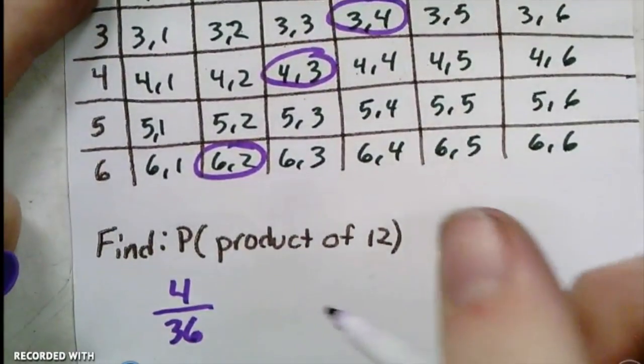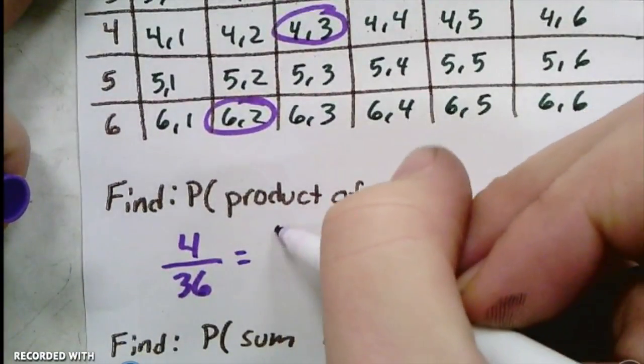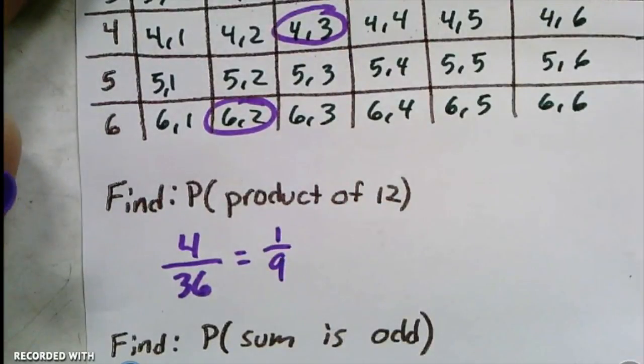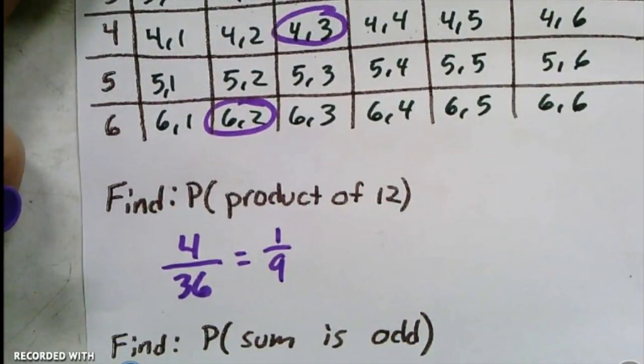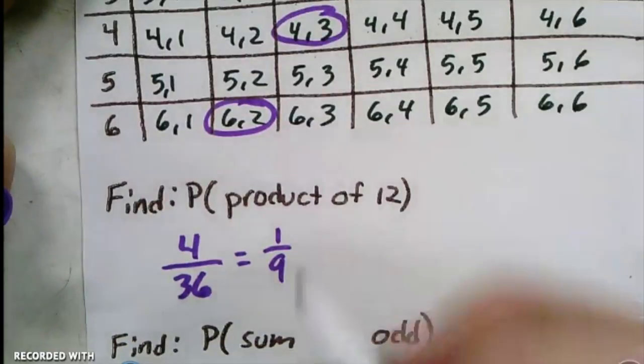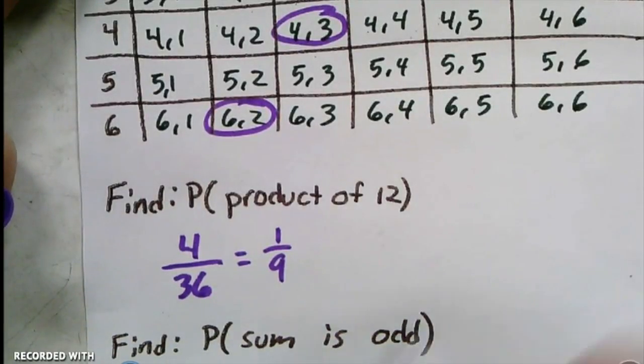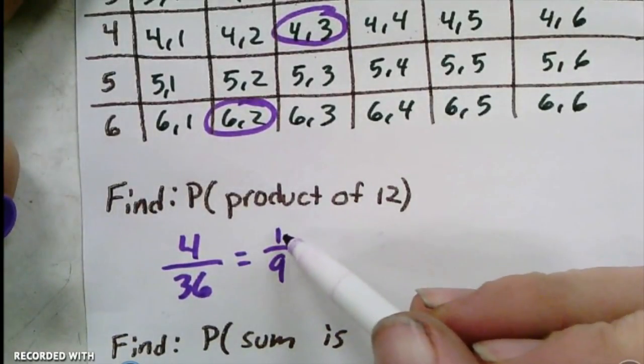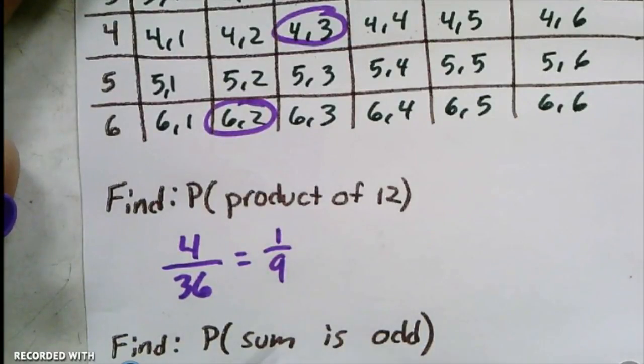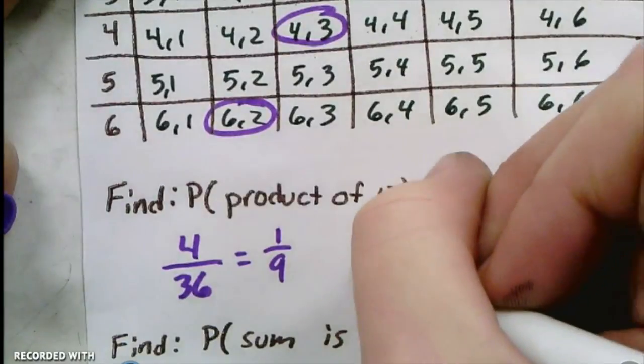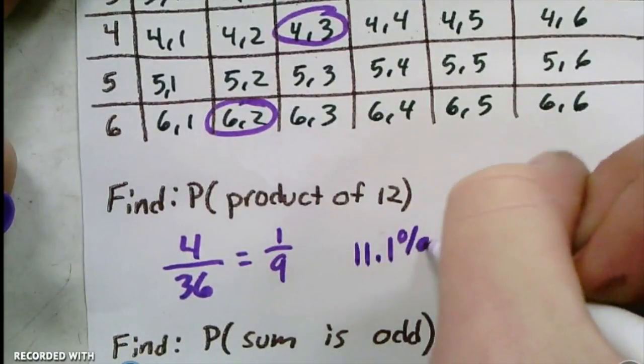And then I'm going to simplify that to 1/9. 4 goes into both of those. And now I can write that as either a fraction or as a percent. And I'll find it as a percent by dividing 1 by 9. And then I will move it over 2 places, and I get that that is 11.1%.